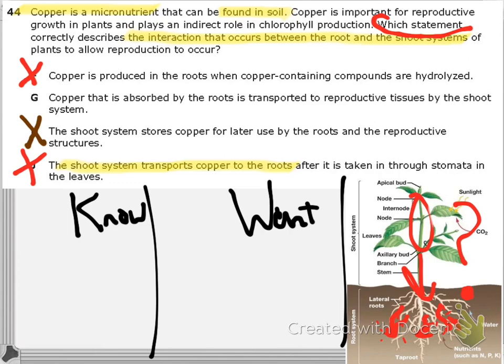Copper that is absorbed by the roots is transported to the reproductive tissue by the shoot system. Well, that makes quite a bit of sense. Again, the question is which describes the interaction that occurs between the root and shoot system. That sounds like a pretty good relationship. That sounds like the highway system we're talking about. It transports things. So I believe we've found the root of the problem, and we got the right answer. Let us circle the right answer. Hopefully you guys got G.